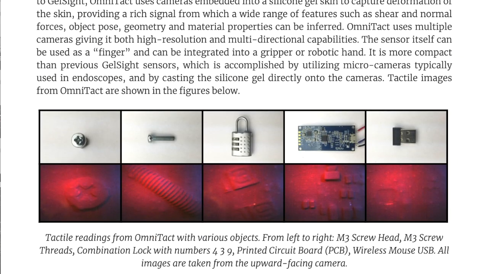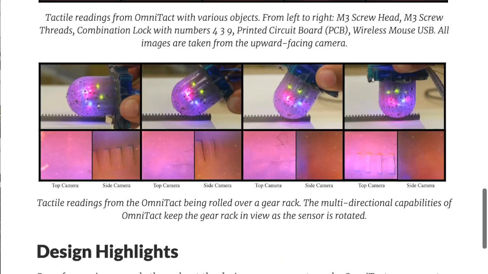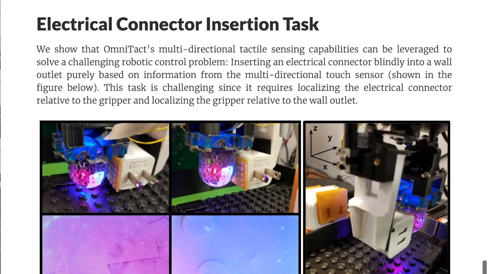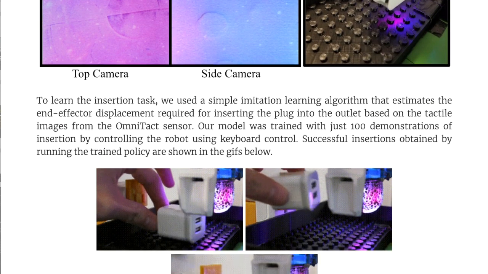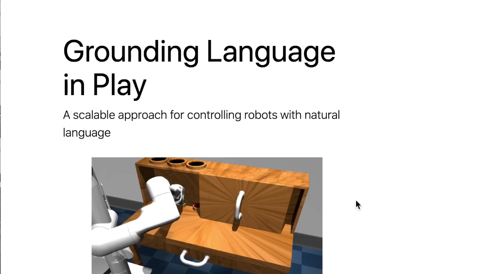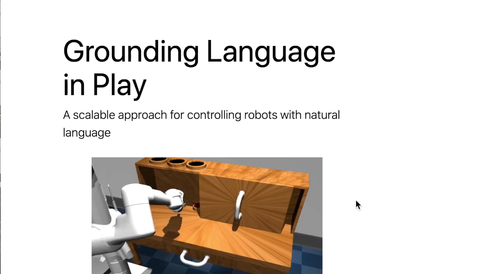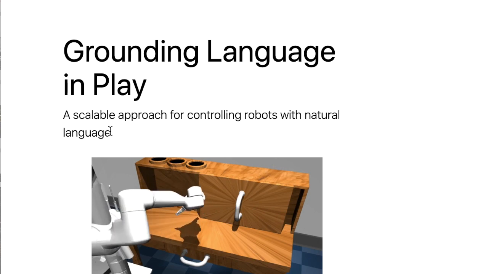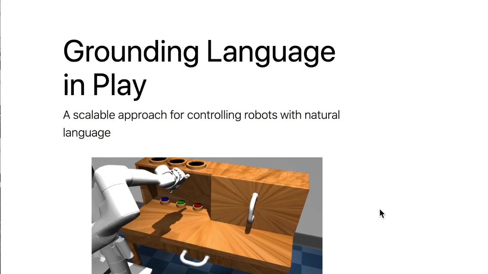OmniTact uses cameras embedded into a silicone gel skin to capture deformation of the skin. The blog post further describes learning to plug an electrical connector blindly into a wall purely based on information from this touch sensor. Grounding language in play tackles the ambitious goal of a robot that can perform any task and is generally useful as an everyday robot.